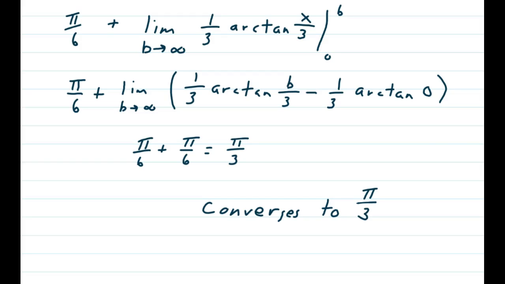And we have pi over 6 from the first one and pi over 6 from the second one, which is pi over 3. You could have looked at the graph and seen that there was symmetry and just did half the problem and then doubled your solution. So this doubly improper integral converges to pi over 3.